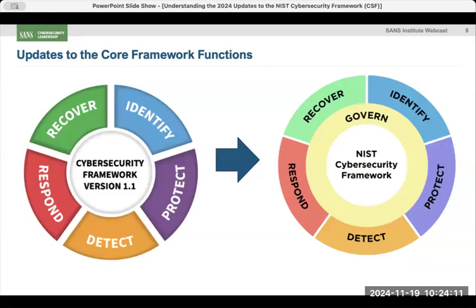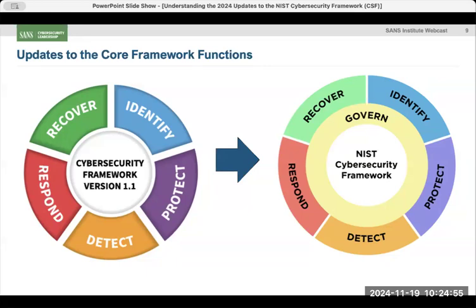So the first big thing, right? If I look on the left, the CSF version 1.1, and on the right, of course, the 2.0 version, you see these updates to the core framework functions. And that's what I said before. You still have the main 5 areas on the outside: identify, protect, detect, respond, recover. Those 5 items are still in place. But now, of course, we see this govern ring. And the thought process in version 2 is that the govern ring influences all the safeguards you might put in place at the identify level, the protect level, the detect level, et cetera. So you see there's an extra yellow ring in place now.